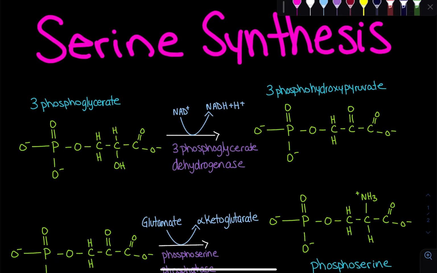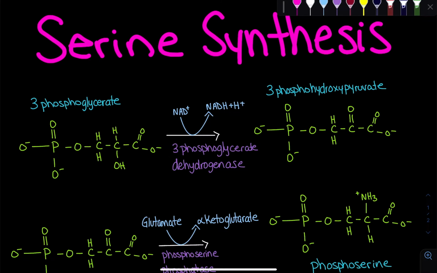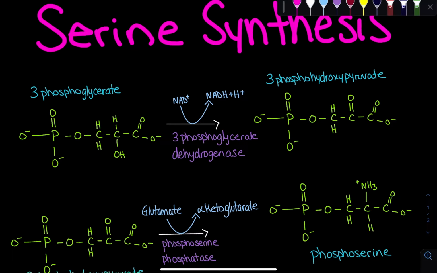So since we have that carboxylate group already on serine, the next step is to think about how we're going to get that amino group, because there's no amino group, and serine is an amino acid, so it needs an amino group. So the first thing we're going to do is we have to get rid of this hydroxyl, because it's on our alpha carbon of what's going to be serine. How do we get rid of this hydroxyl? Well, first, we have to oxidize it.